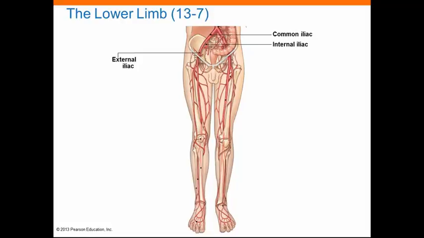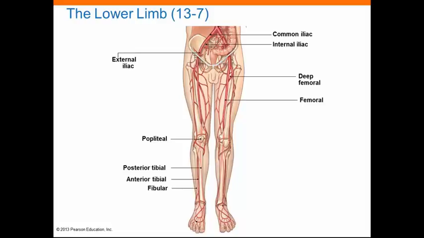Inferior to the lumbar arteries, the aorta then splits into the common iliac arteries to carry blood to the pelvis as the internal iliac arteries and to the lower limbs as the external iliac arteries. Once in the thigh, the external iliac artery branches, forming the femoral and the deep femoral artery. When it reaches the back of the knee, the femoral artery becomes the popliteal artery, which branches to form the anterior tibial and the posterior tibial and the fibular arteries.